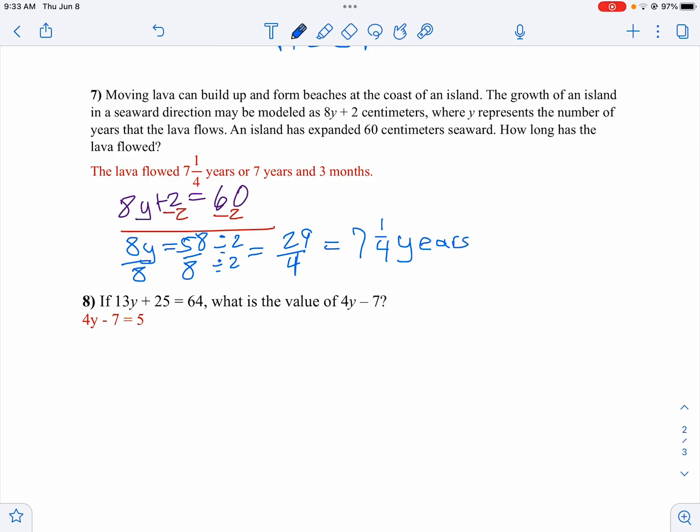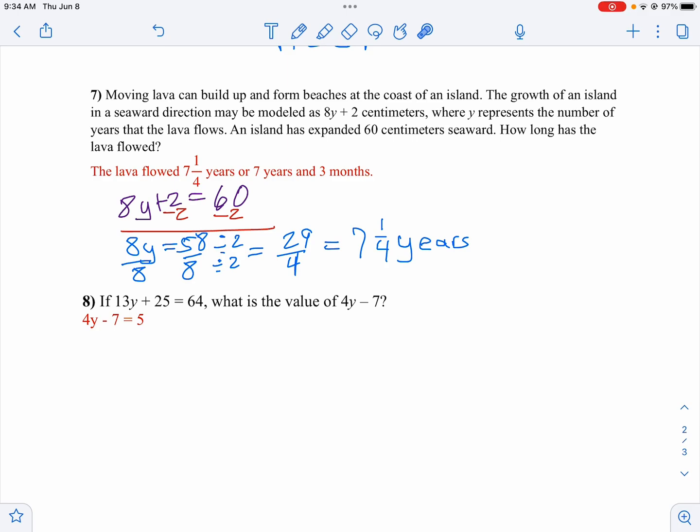Notice you can change that to 7 years, 3 months. It is not 7.25 months, okay? It's 7.25 years. There are not 10 months in a year. There are 12 months in a year. So I take 1/4 of 12, and that's where I get 3 from.